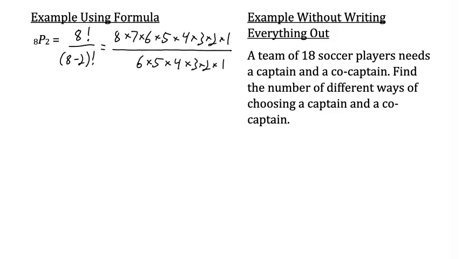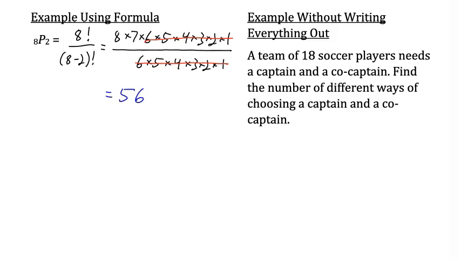And now we notice that we can cancel some things, leaving us with 8 times 7. So 8 pick 2 equals 56. We could also get that on a calculator. Now, calculators do permutations in a variety of ways.